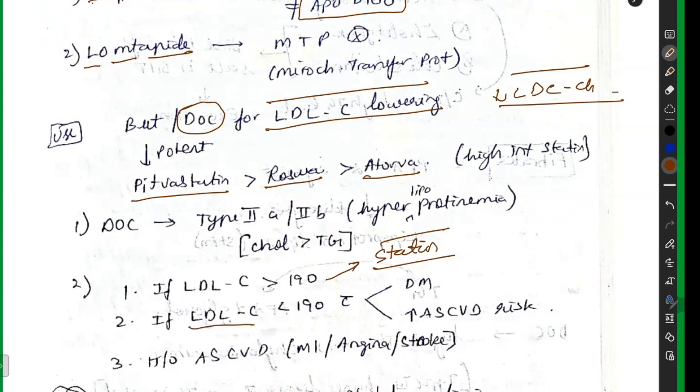Or when the LDL-C level is less than 190, but the patient has an atherosclerotic cardiovascular disease risk factor or diabetes mellitus risk factor, then you are going to go for a statin drug. Or if the patient has a previous history of MI, angina, stroke, in that case also you will give statin to the patient. So is it clear? That is when you have to give statin.